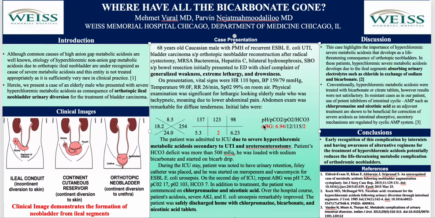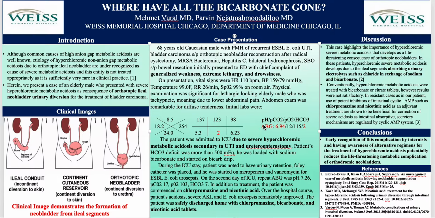During his ICU stay, the patient was noted to have urinary retention. A Foley catheter was placed and he was started on broad-spectrum antibiotics for E. coli urosepsis. On the second day of ICU, although his ABG acidemia significantly improved, his bicarb level hadn't improved much, from 2 to 7. In addition to treatment with bicarbonate, the patient was commenced on chlorpromazine and nicotinic acid. Over the hospital course, his acidosis, severe AKI, and E. coli sepsis remarkably improved, and the patient was safely discharged home with chlorpromazine, bicarbonate, and nicotinic acid tablets.